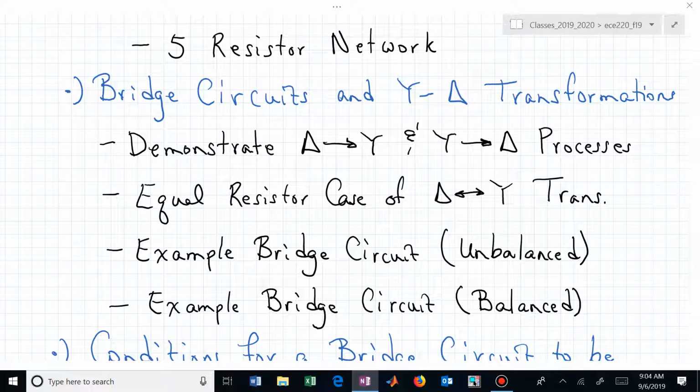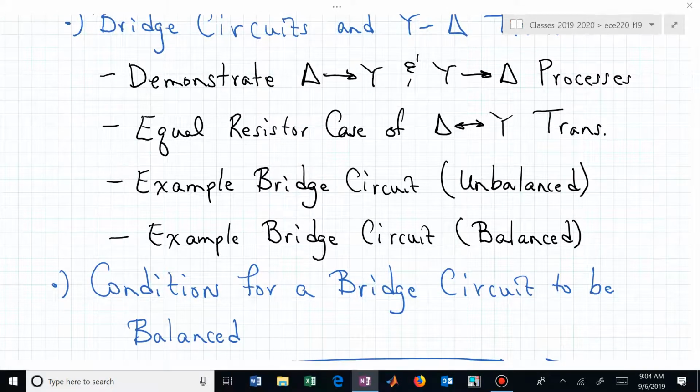That will hopefully start to become clear when we start going through these examples where we have an unbalanced bridge circuit, which means that there is voltage dropped across that bridge resistor, and when we have a balanced bridge circuit where there is no voltage drop, or we could equivalently say there's no current flowing across that bridge resistor. And that simplifies the analysis, but we will talk about these conditions for when a bridge circuit is balanced as we go through these examples.